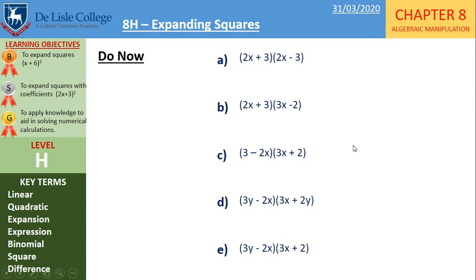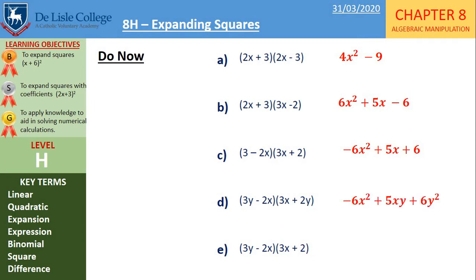Okay, answers. A is 4x squared take away 9. B, 6x squared plus 5x take away 6. Make sure you are marking these. C, negative 6x squared plus 5x plus 6. D, negative 6x squared plus 5xy plus 6y squared. And E, negative 6x squared plus 9xy take away 4x plus 6y. Notice here that this last one cannot be simplified since there are no like terms.